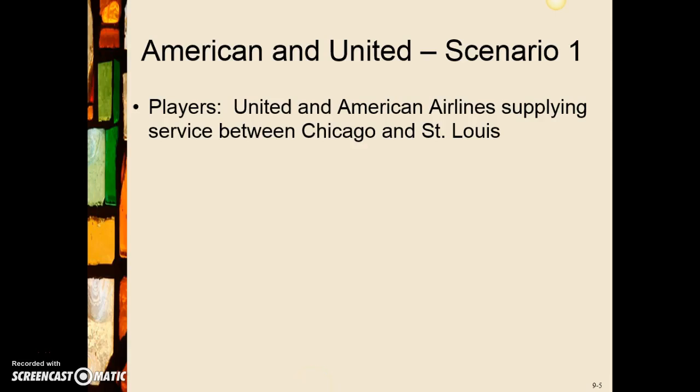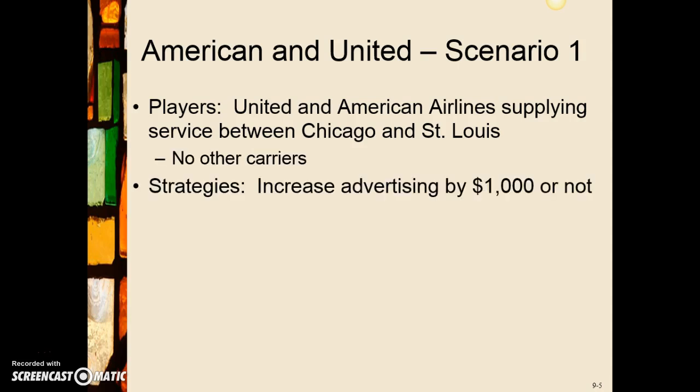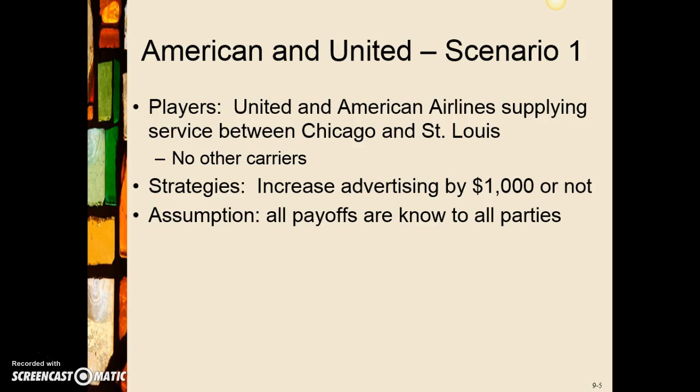So I want to go over a quick example of how we find Nash equilibrium using a payoff matrix. In this game, we're going to talk about a game between American Airlines and United Airlines where they're supplying air service between Chicago and St. Louis. The strategies for these two carriers are to increase their advertising by $1,000 or not increase their advertising. So each company has two different strategies. Assume that all payoffs are known to all parties.